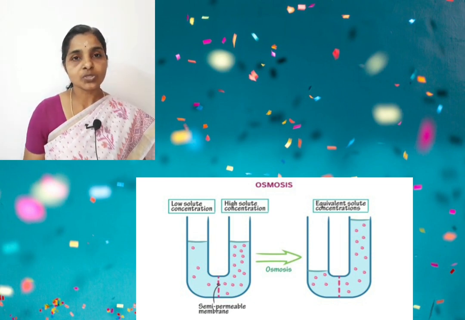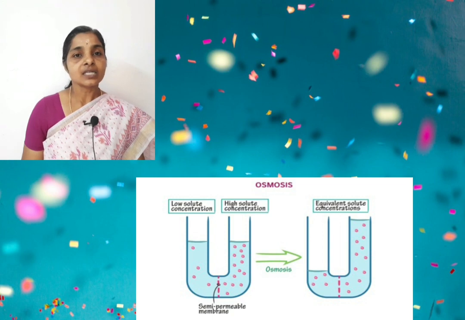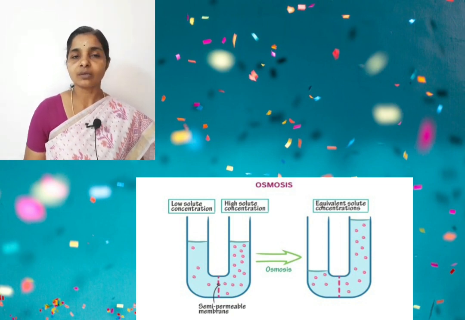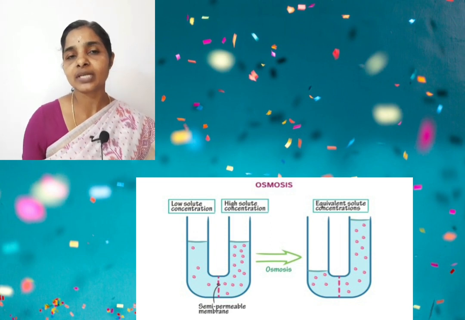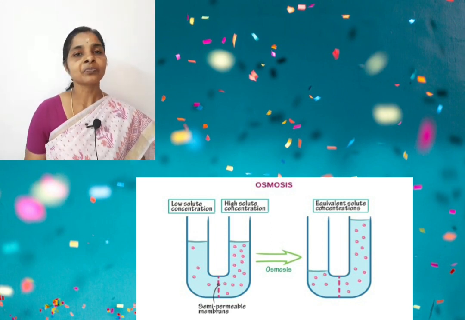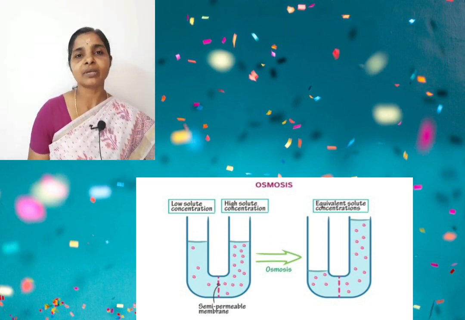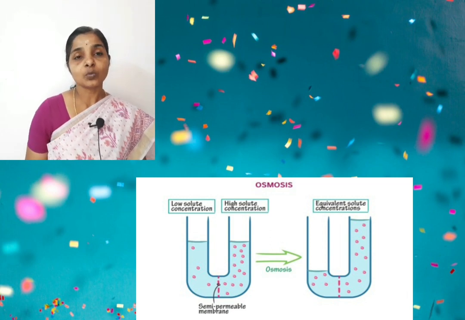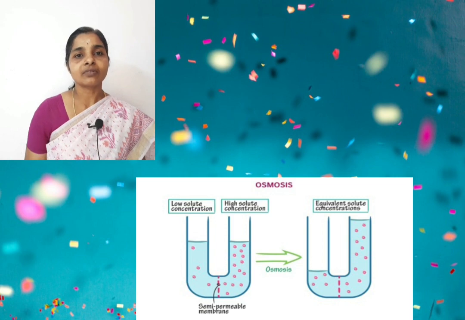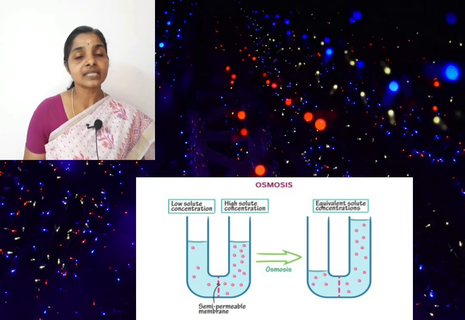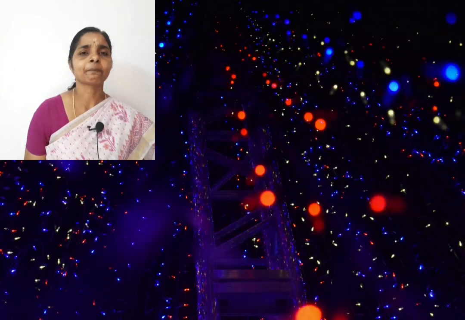So what is osmosis? It is the spontaneous movement of water molecules from a region of higher concentration to a region of lower concentration through a selectively permeable membrane. Up to which time will these water molecules move in and out of the cell? They will move until they reach equilibrium.